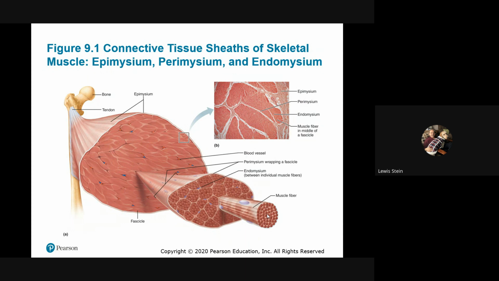That's why when it's injured, it dies and it's replaced by scar tissue. We can't make any more. Whatever you're born with, that's your initial complement. You can make them larger, you can make them thicker, but you can't make more. And that is the endomysium, and it's multicellular.